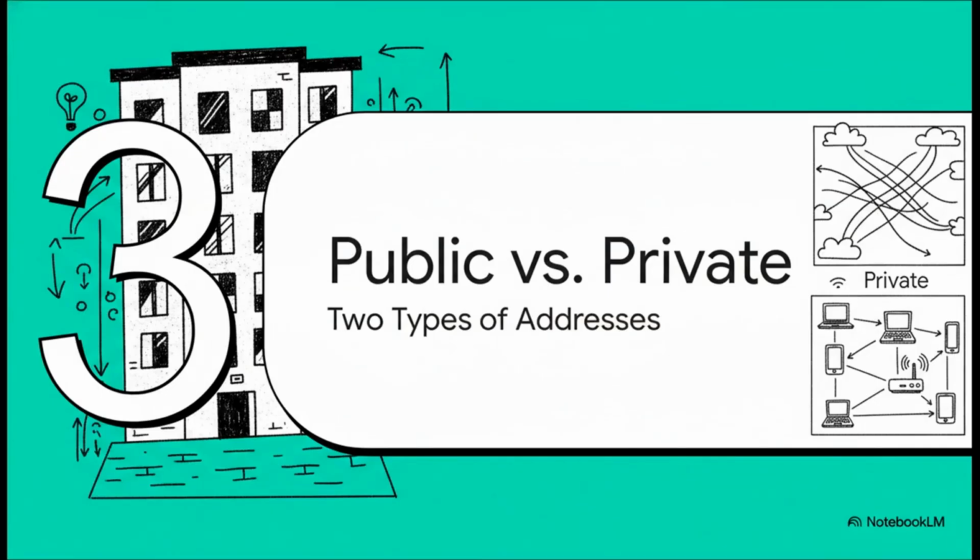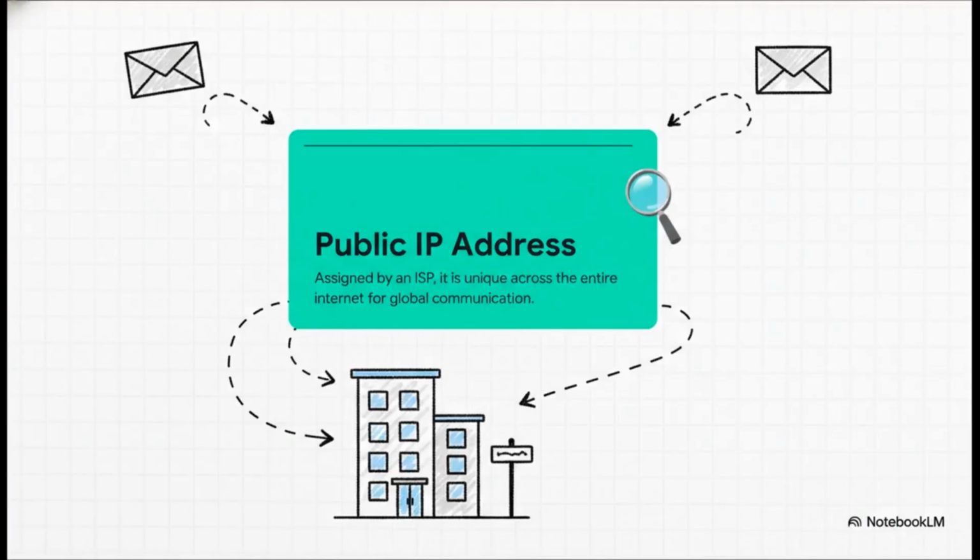But that's not the only clever trick the internet uses to manage all these addresses. See, it also uses 2 different types of addresses at the same time. And to understand this, the best way to think about it is to use the analogy of an apartment building. Okay, so first up, you've got a public IP address. This is the single main address that your internet service provider, or ISP, gives to your entire home network.